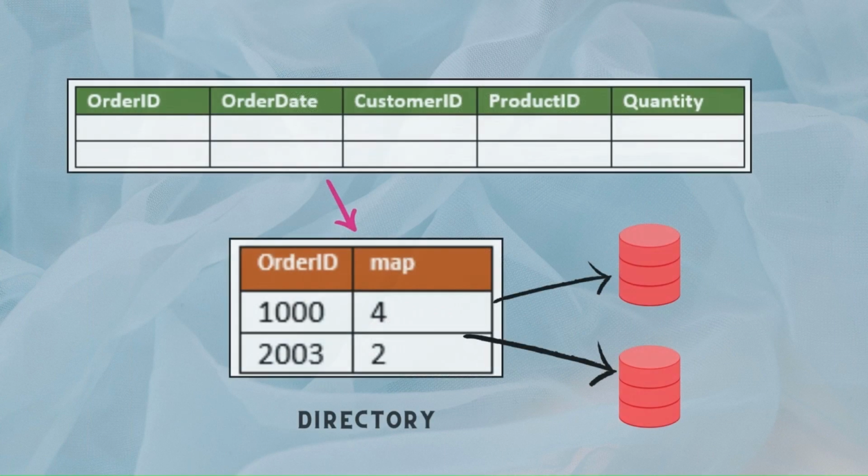Consider an example of directory-based sharding in an e-commerce sales database. We have a distributed database storing sales orders across multiple shards. Instead of predefined ranges, a central directory maps each order to a shard based on its ID. When accessing or modifying data, the directory routes a request to the correct shard.